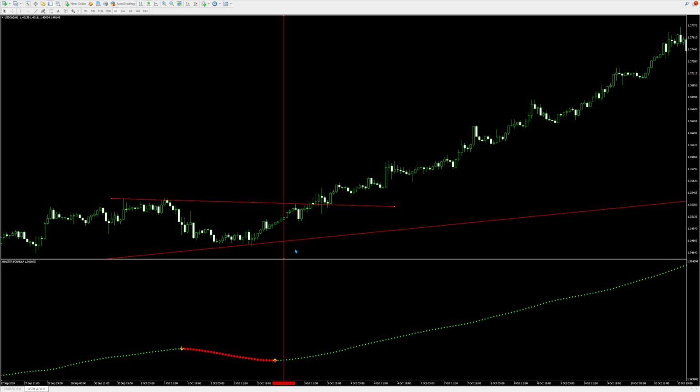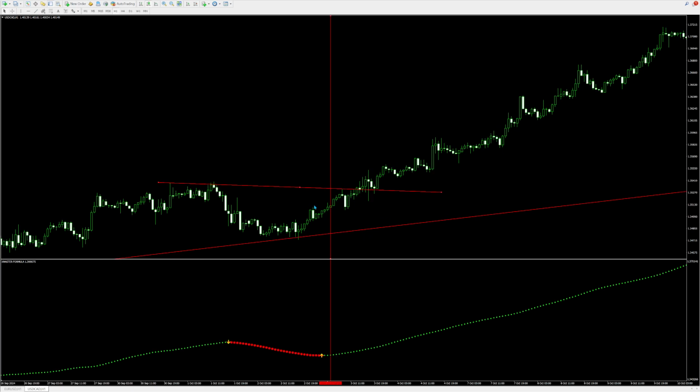Okay, so that's how I would personally filter the trades with my own confirmation. I'd look for candlestick patterns and breakout support in a downtrend or resistance in an uptrend.